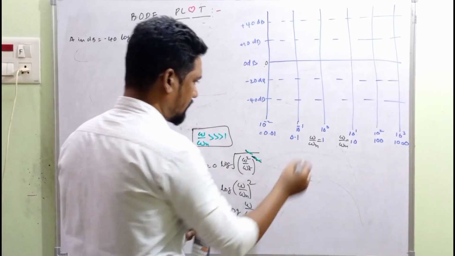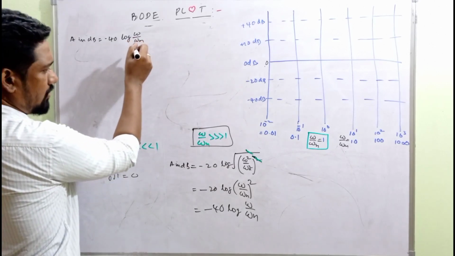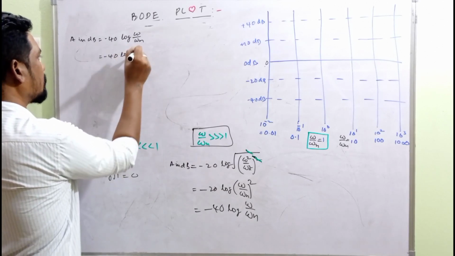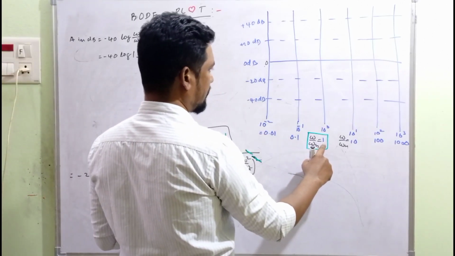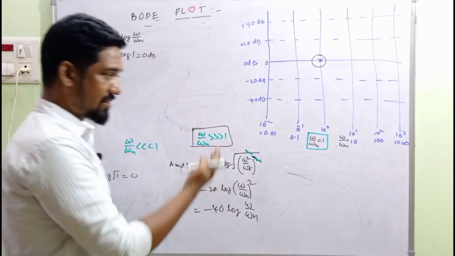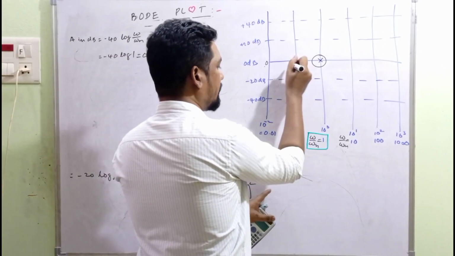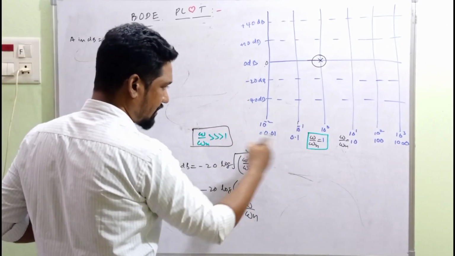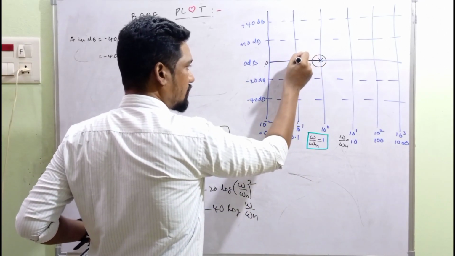And let's check what the value of dB is for omega by omega n equal to 1. If this is the case, we'll be having minus 40 log of omega by omega n equal to 1, so that will be 0 dB. Where's that 0 dB? At omega by omega n equal to 1, the magnitude in dB is 0 dB. This is the point. What it says is the slope is 0 for this second order factor up to omega by omega n equal to 1, it's all 0. The previous one also, all these values of omega by omega n are lesser than 1, isn't it? So, up to omega by omega n equal to 1, it's a 0 dB line, right?